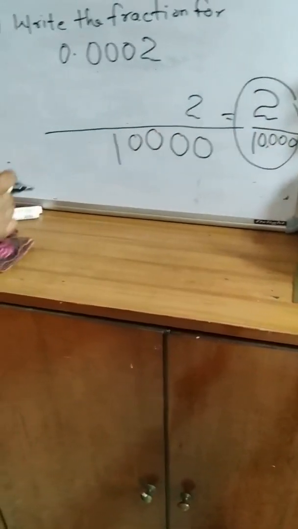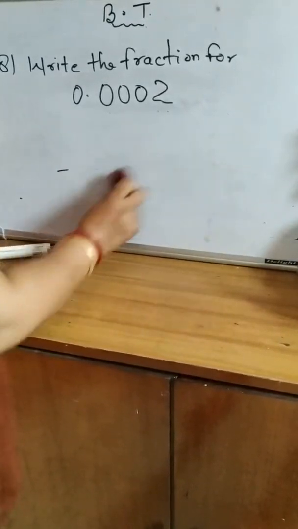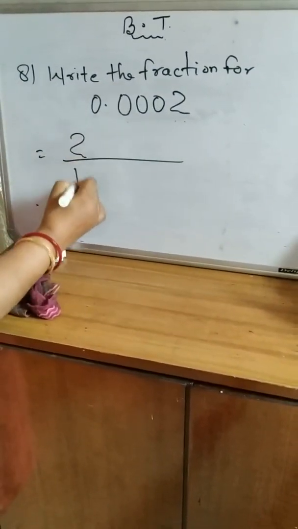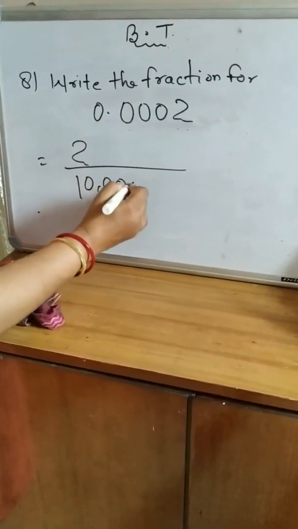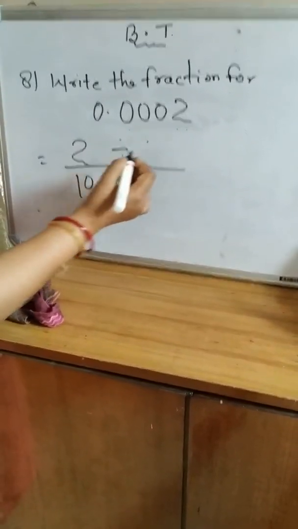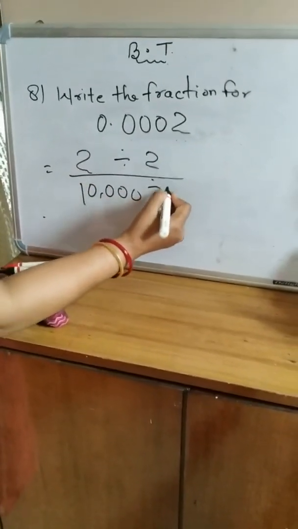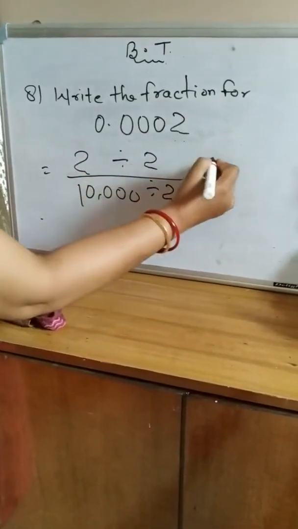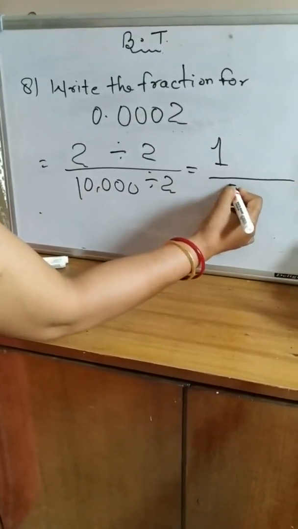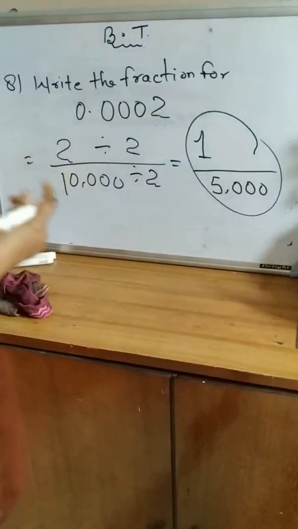Now this is not in the lowest term. 2 by 10,000 is not in the lowest term. We have to convert this fraction into the lowest term. So we have to divide with the common factor. The greatest common factor of 2 and 10,000 is 2. So let us divide by 2. 2 divided by 2 is 1, and 10,000 divided by 2 is 5,000. So this is the answer.